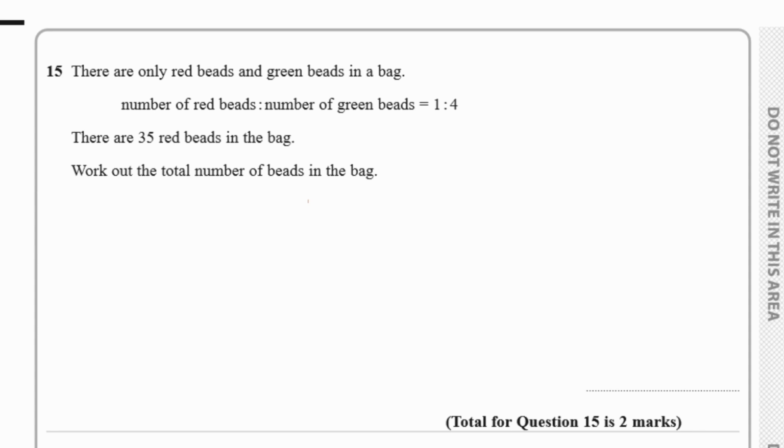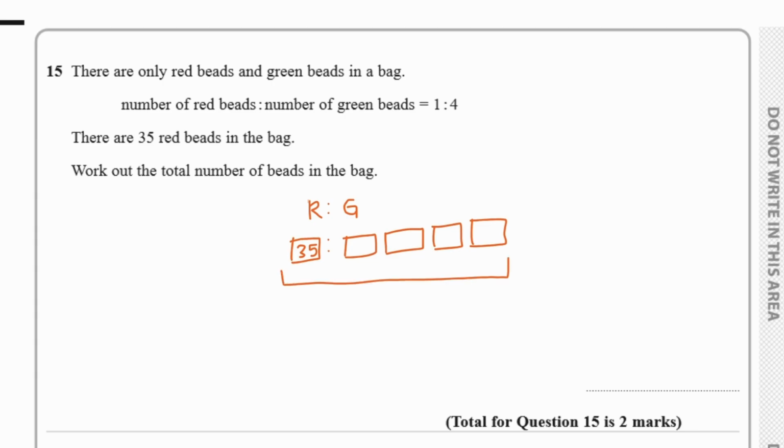So for this question, we can write down the ratio of red to green, which is 1 part to 4 parts. And we are told that the red beads are 35. The question is then asking to work out the total number of beads in the bag, and we can see that the total parts are 5. Therefore, to work out the total, we would just do 35 multiplied by 5, and that gives 175.